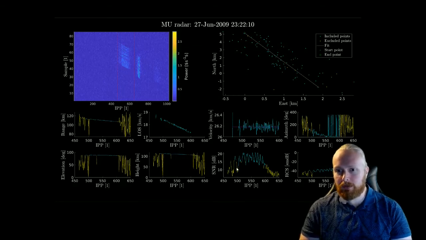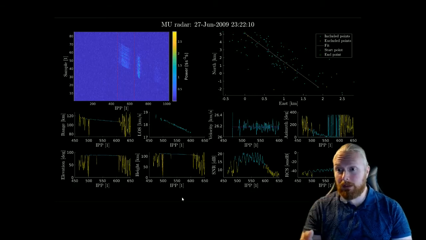This also exhibits some nice fragmentation-like behavior with this oscillation. Here we have range, line of sight velocity, azimuth, elevation. Here is also a scatter plot of the ground projection of the trajectory from the azimuth, elevation and range. Here is the height, and here we have the radar cross-section in this lower left corner.